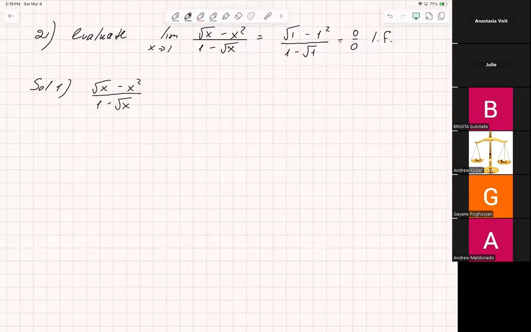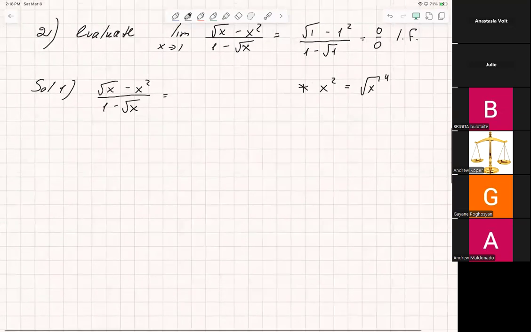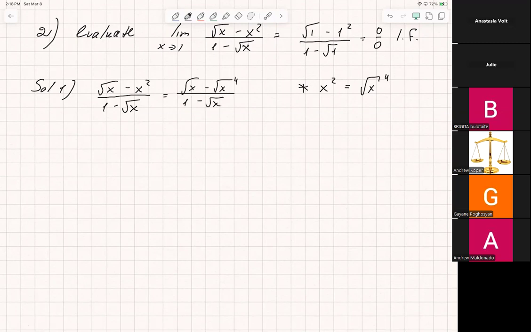1 minus square root of x. So what we can do here, now notice that x squared, that's the same thing as square root of x to the fourth power, right? So if we have that, then we have square root of x minus square root of x to the fourth power over 1 minus square root of x, right? So now we can factor out a square root from the numerator, and we will have square root of x times 1 minus square root of x to the third power divided by 1 minus square root of x.